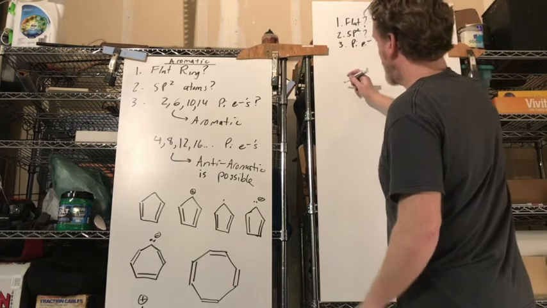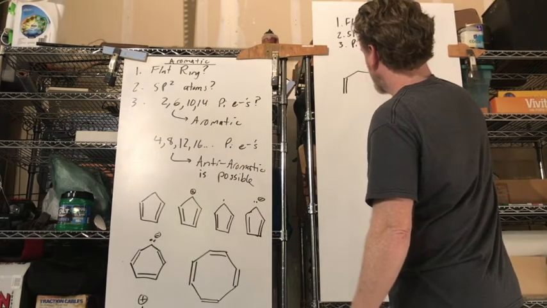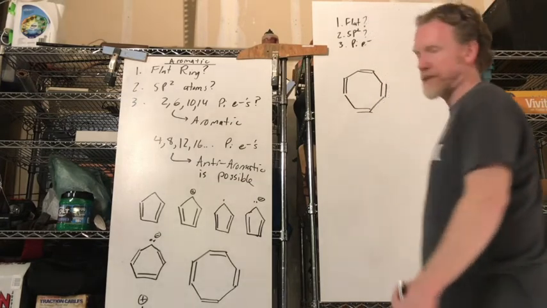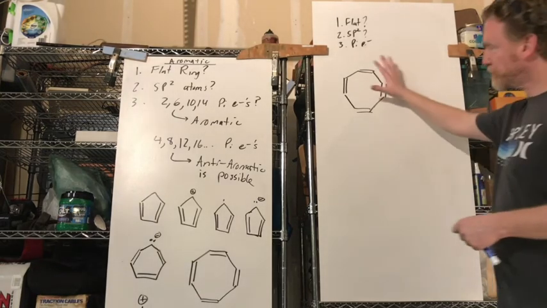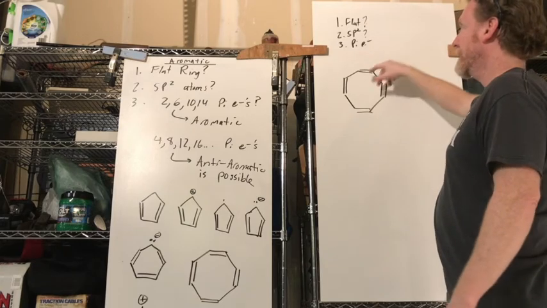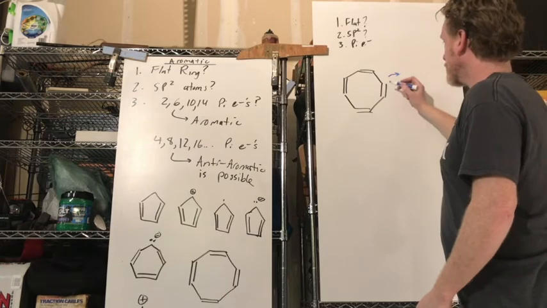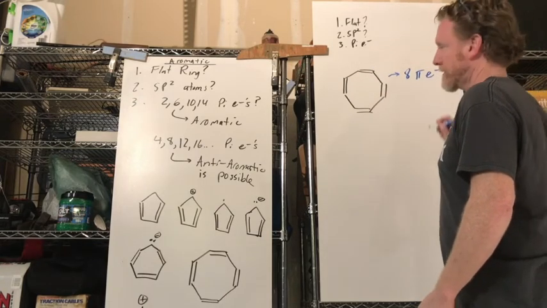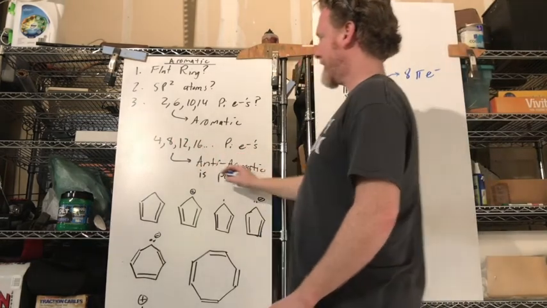All right, next up, we got cyclooctane. So it looks like a stop sign. All right, so can this be flat? Sure. sp2 all the way around the ring? Yeah, looks like it. We just got to count up the pi bonding electrons. So how many pi bonding electrons? 2, 4, 6, 8 pi electrons. Okay, what does that make us? Oh, that's anti-aromatic.